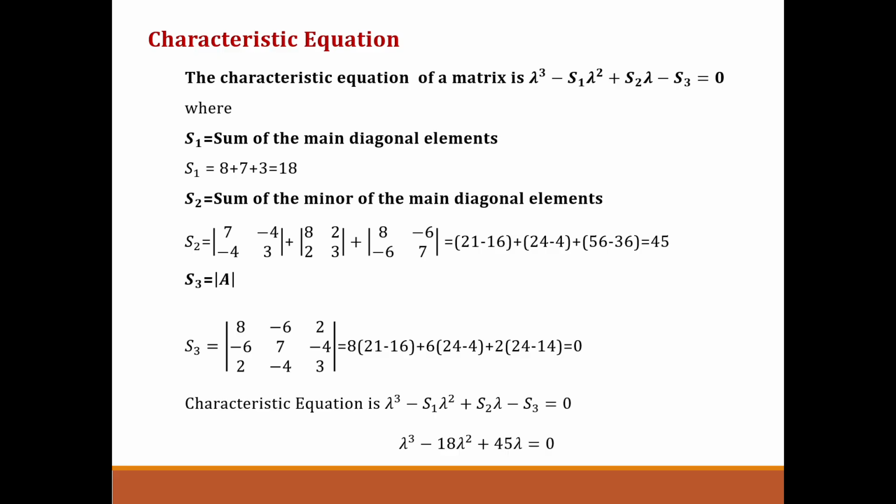The minor of the main diagonal elements is nothing but 7 minus 4 minus 4, 3. The second one is 8, 2, 2, 3. The third one is 8 minus 6 minus 6, 7. Adding and solving these, we can get S2 equal to 45.